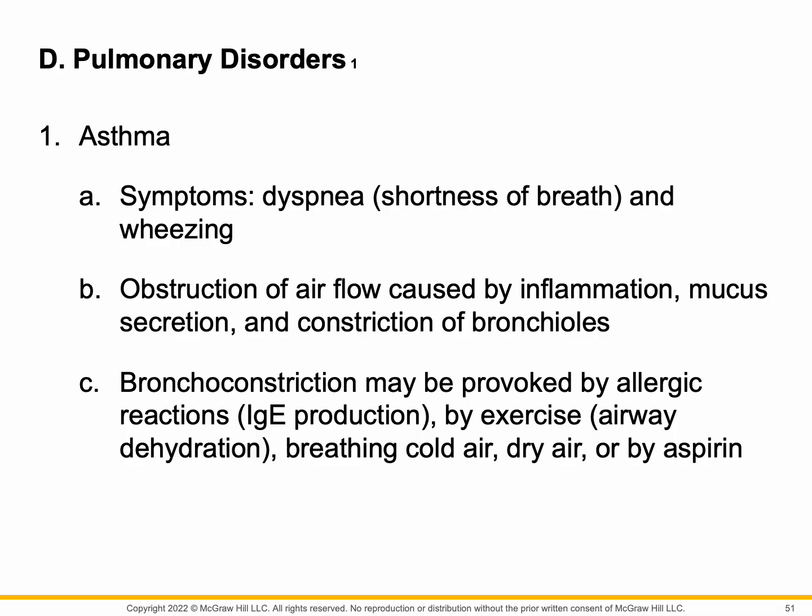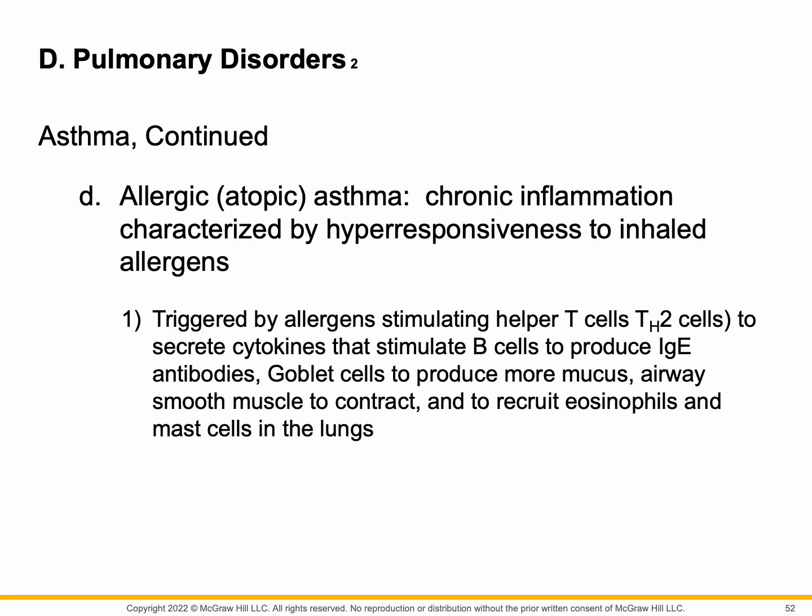Bronchoconstriction may be provoked by allergic reactions, by exercise, breathing cold air, dry air, or by aspirin. In atopic asthma, also known as allergic asthma, you have a chronic inflammation characterized by hyperresponsiveness to inhaled allergens. This is triggered by allergens stimulating the helper T cells to secrete cytokines that stimulate your B cells to produce antibodies, goblet cells to produce mucus, and airway muscle contraction. And it recruits eosinophils and mast cells in the lungs.